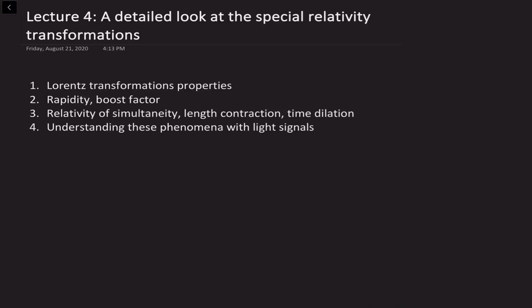Hello and welcome to this fourth class on special relativity. In the last lecture, we finally derived the dictionary of the transformations of special relativity. This dictionary will enable us to translate observations between one inertial observer and another inertial observer who is moving with respect to the first one at a constant speed or constant velocity v.